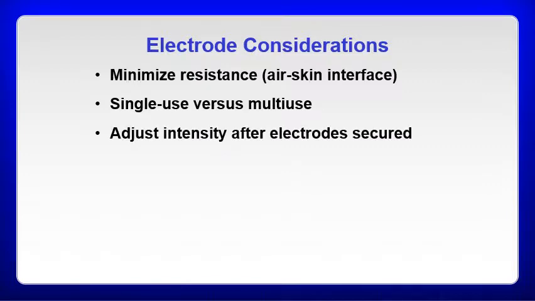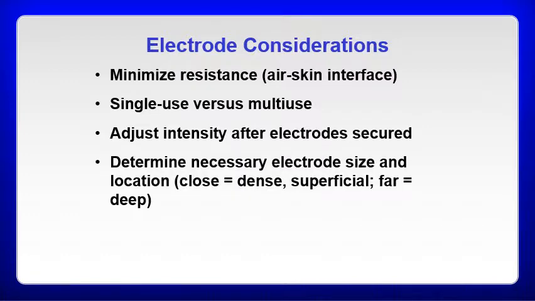You want to make sure you adjust the intensity after the electrodes are secured. So put your electrodes on, make sure they're on there well, and then adjust the intensity. If you're having trouble getting the electrodes on the person, don't turn the intensity up and then try to adjust the electrodes, because if you start to get greater contact, the intensity will all of a sudden become uncomfortable for the patient.